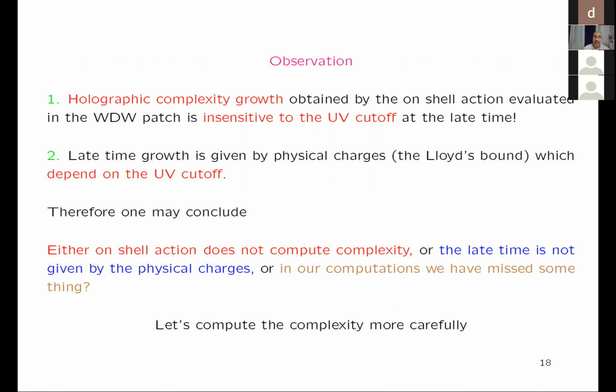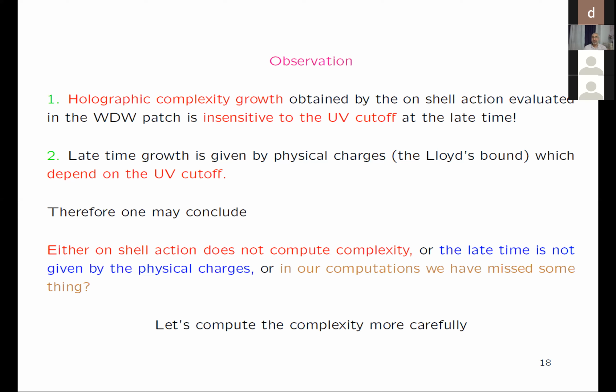On the other hand, one would expect that the late time growth is given by the physical charges, which indeed depend on the UV cutoff. Therefore, one may conclude that either the on-shell action does not compute complexity, because there is a conflict between the computation I showed you and the result we would expect, the Lloyd bound, which depends on the physical charges which depend on the UV cutoff. So either the on-shell action does not compute complexity, or the late time growth is not given by the physical charges, or in our computation we have missed something. We have to redo our computation.